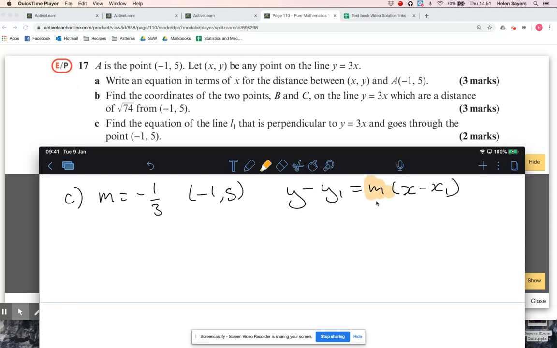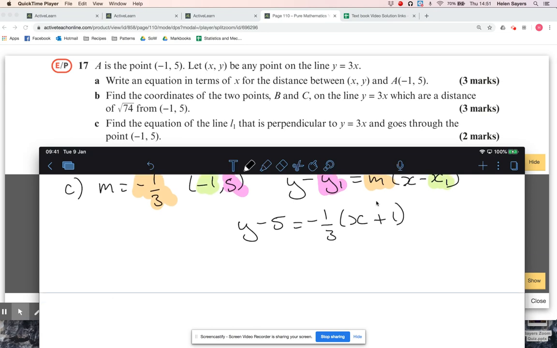My gradient is minus a third. My x coordinate is minus 1, and my y coordinate is 5. So y minus 5 is my gradient times x minus minus 1. So that'll be x plus 1.